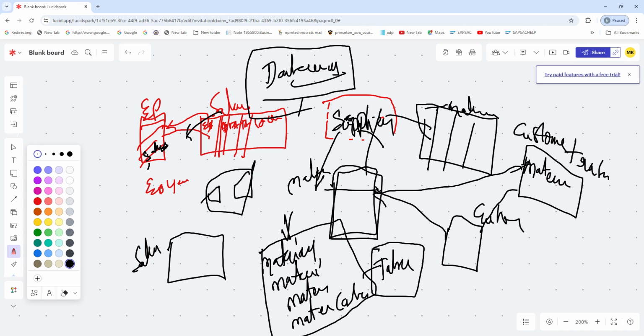Okay, so in the coming session, I will come up with more concepts on the data warehouse side. Okay, hope you understand it.